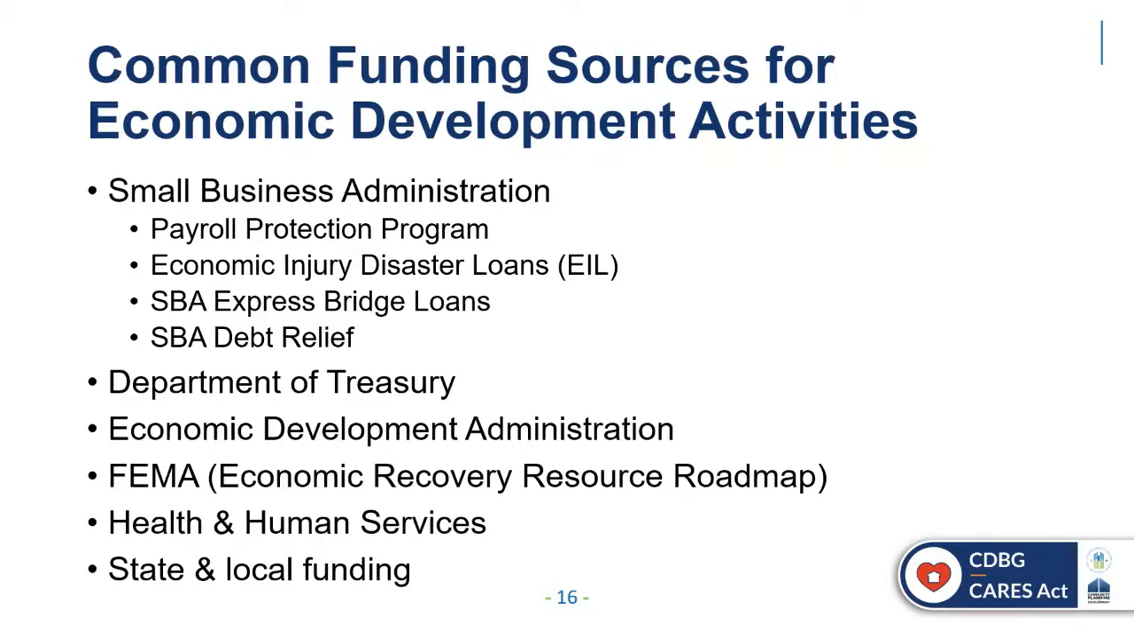Economic Development Administration, I've mentioned, has several programs we'll talk about going forward, but they can help with strategic planning and business support in your community. One of the things I wanted to mention is the Economic Recovery Resource Roadmap, which was created by FEMA. It's a great resource to start your planning and look at the different options that you have for funding and technical assistance and the various needs you have in your community.